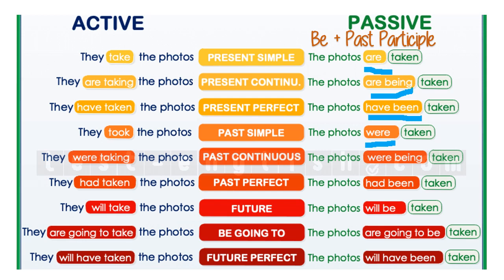Present perfect. The photos have been taken. Simple past. The photos were taken. Past continuous. The photos were being taken. Past perfect. The photos had been taken. Future. The photos will be taken. Future be going to. The photos are going to be taken. And future perfect. The photos will have been taken.